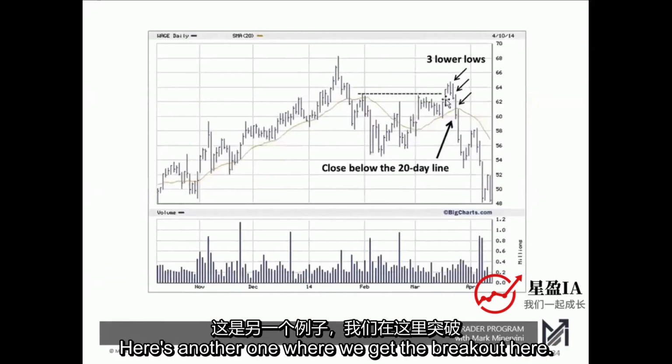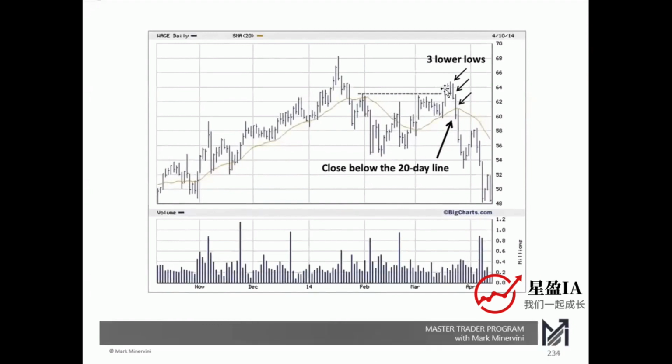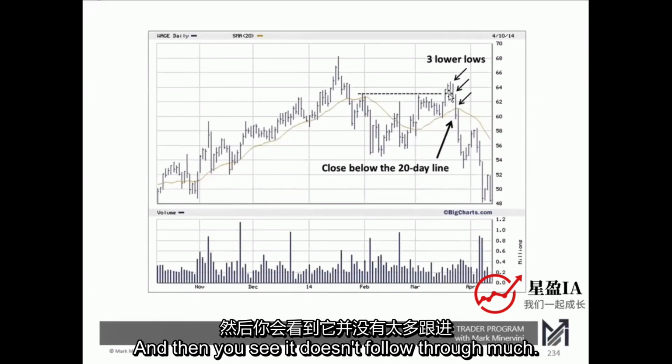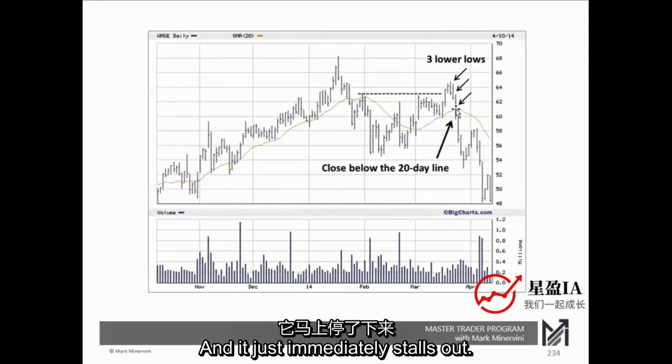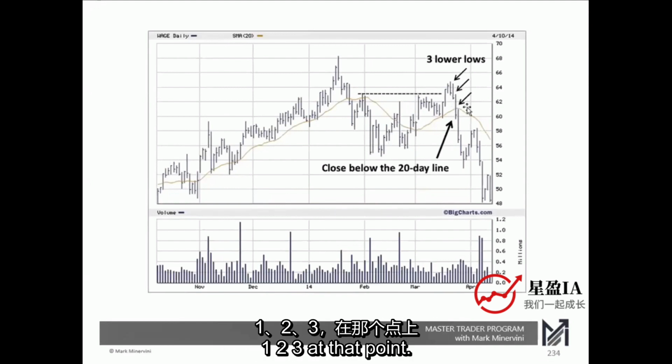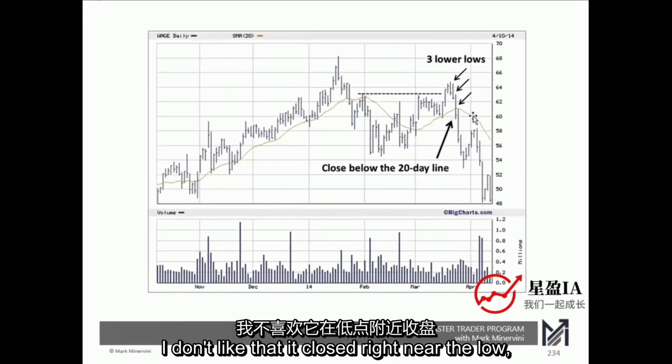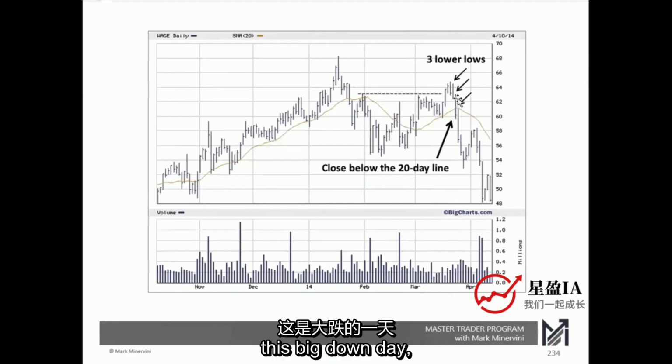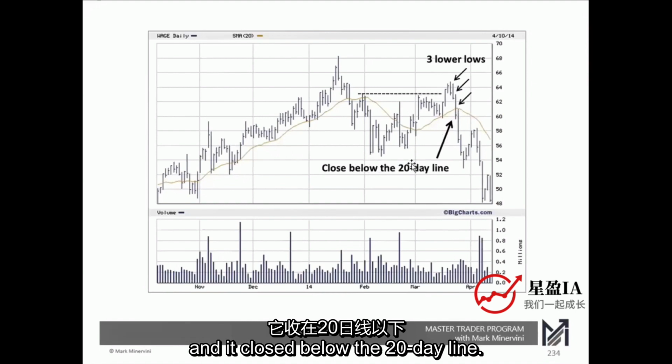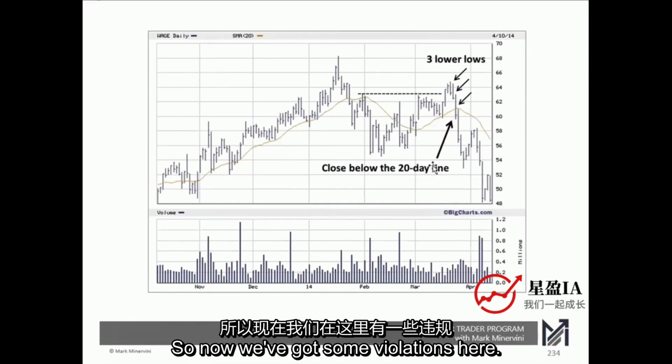Okay, so here's another one where we get the breakout here, and then you see it doesn't follow through much, and it just immediately stalls out. Now you get 3 lower lows, 1, 2, 3. At that point, I want to see some support. I don't like that it closed right near the low, this big down day, and it closed below the 20-day line. So now we've got some violations here.